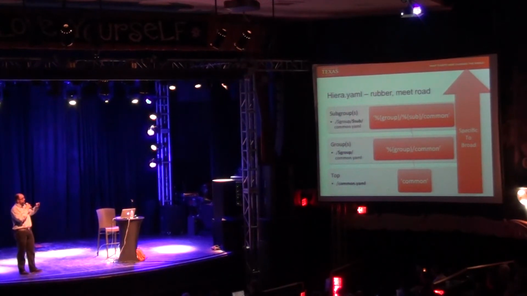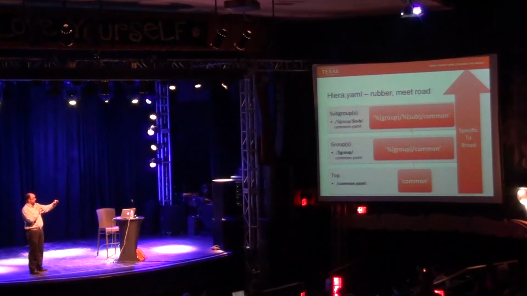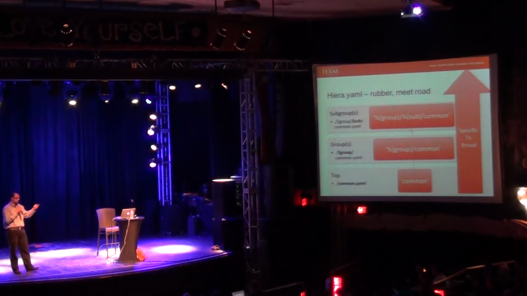In hiera.yaml, you flip that on its head. And you start with the most specific. And this is actually exactly what you put in there. It uses variables, these fact variables essentially, and so for the subgroup, it's group, sub, and then common. And then that'll read out to essentially be that directory in common.yaml. And then the next would be group, which is the same thing, just the common.yaml of the group, and then the common for all of it. And you can actually use all three, which we'll see in just a moment.